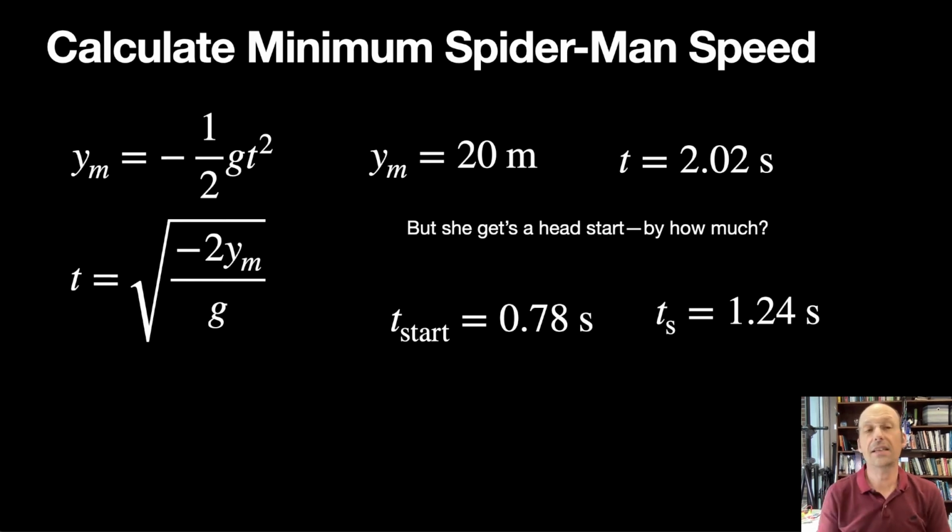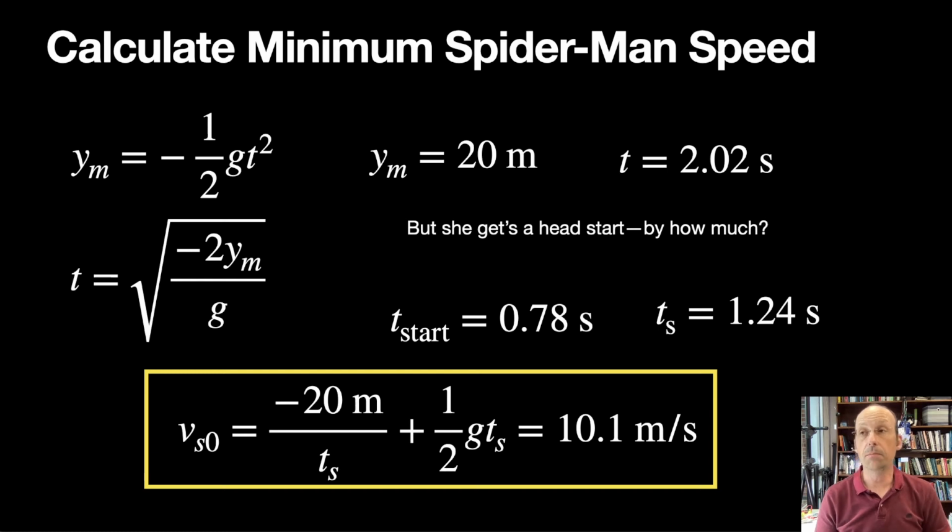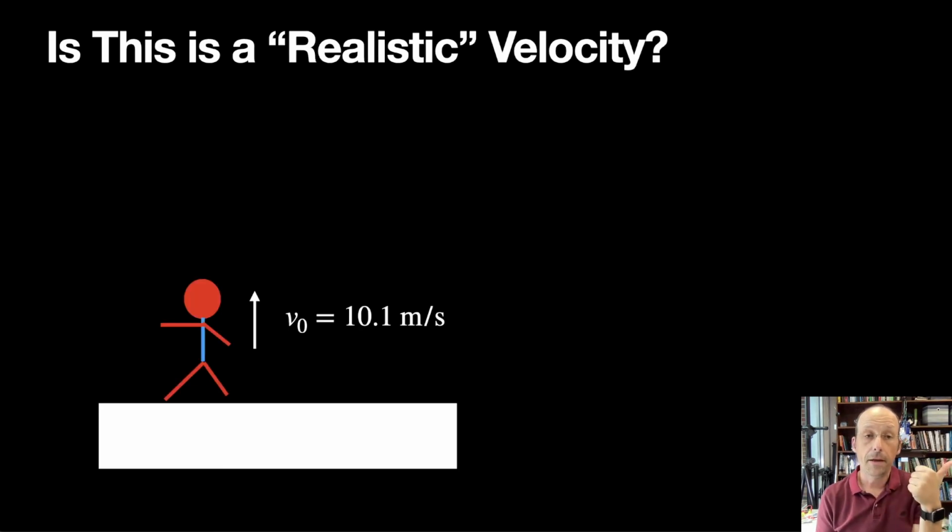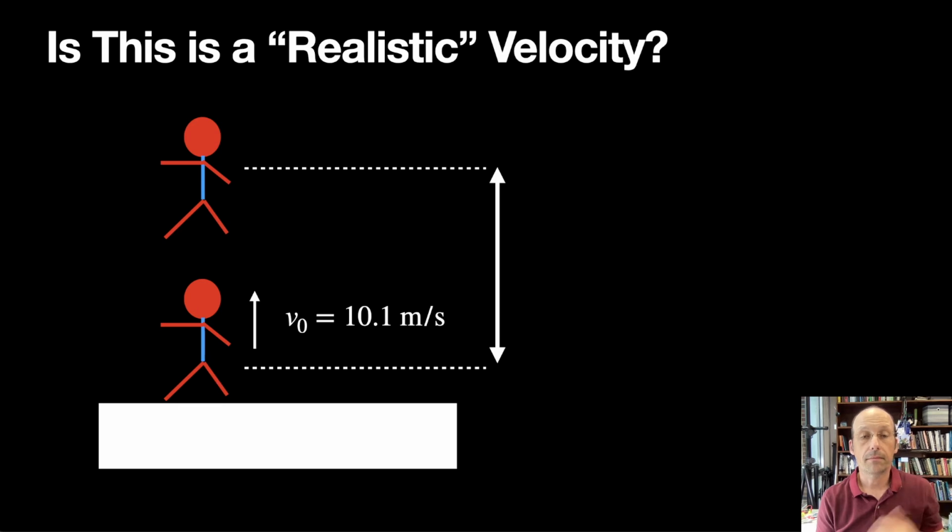And now I can just plug that into Spider-Man's kinematic equation, solve for the initial velocity, and I get 10.1 meters per second. Now, is that realistic? Well, of course it's not Spider-Man, but, you know, is that like crazy bad? So let's just think, if he could jump with the velocity of 10.1 meters per second, suppose he jumped up. So he starts with a velocity of 10 meters per second, and he goes up to some height. How high would that be?